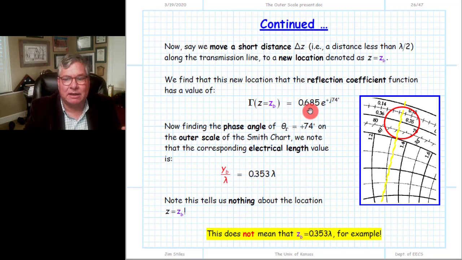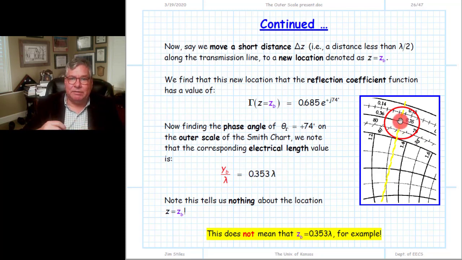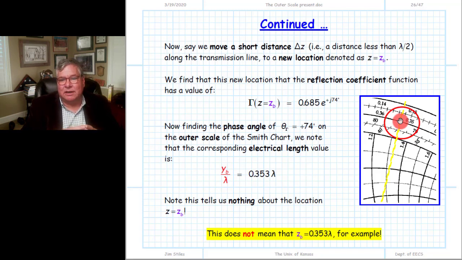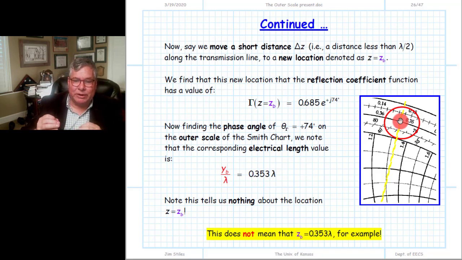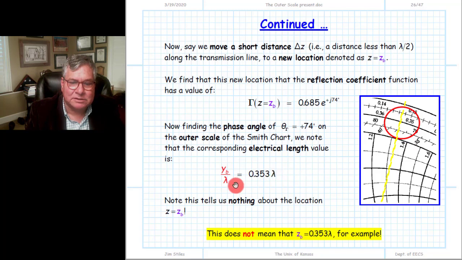Now, if we look at the outer scale of the reflection coefficient angle on our Smith chart and locate 74 degrees, we notice that location corresponds to an electrical length scale, wavelengths toward load, on our Smith chart of 0.353. What is this value of 0.353 telling us? Again, I should really have left the lambda off there since we've normalized it on this side. What does that tell us?